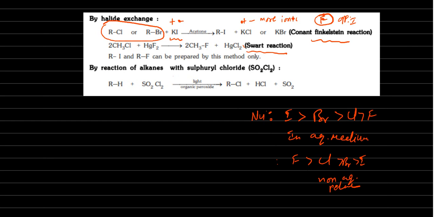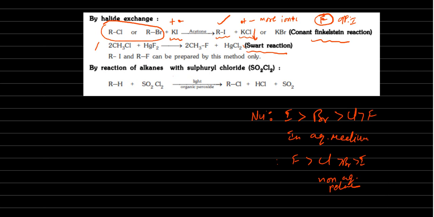But the thing is, here KCl cannot dissolve in acetone. That's why it precipitates in the presence of acetone. KCl is an ionic compound, while the alkyl iodide is a covalent compound. So this covalent compound forms maximum in the presence of acetone.